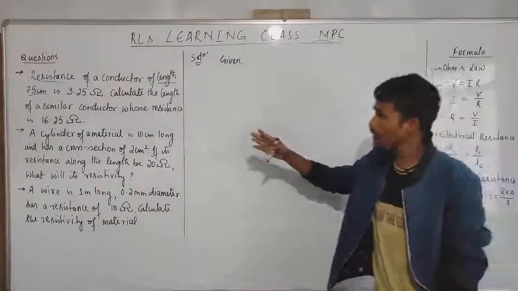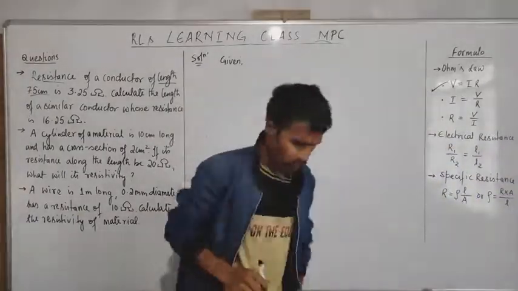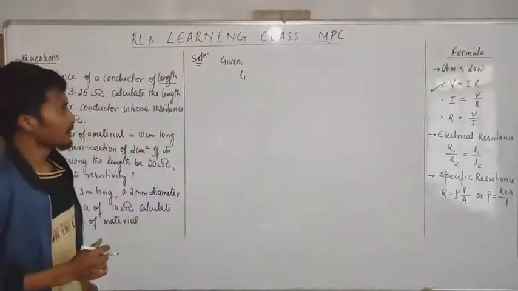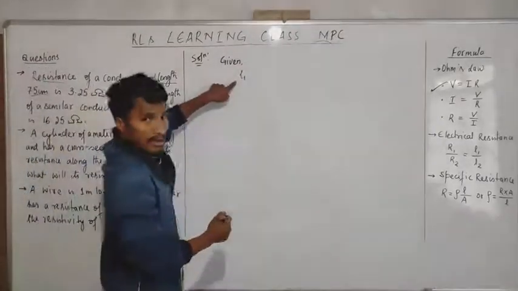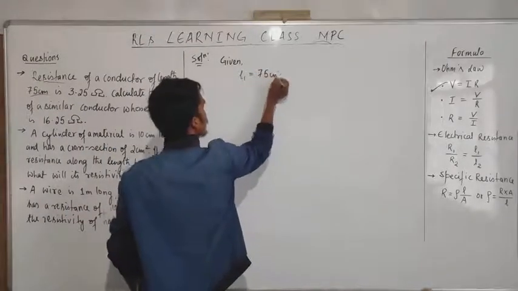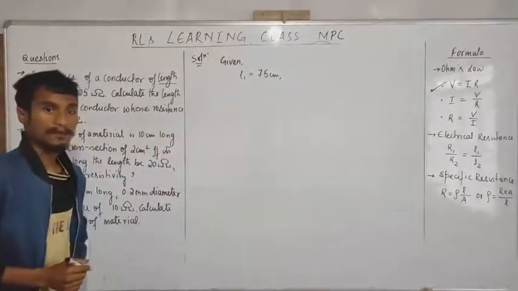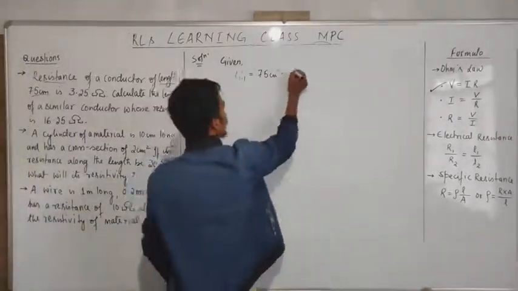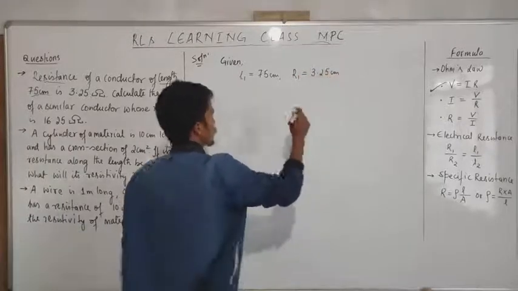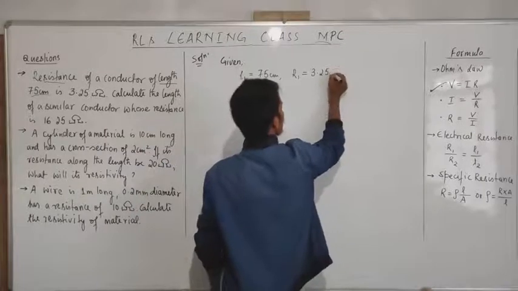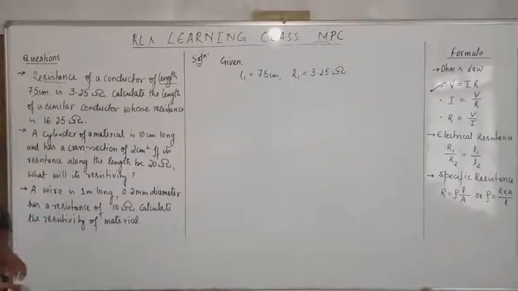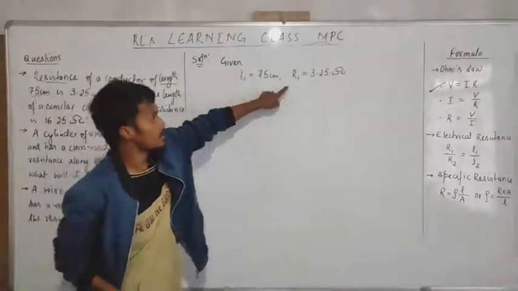Here in this question there are two conductors. Let's first write what is given. Let's take the first conductor. Length of the first conductor is L1, that will be 75 centimeter. Then resistance of that first conductor will be R1. I'll take R1 is equal to 3.25 ohm, not centimeter. That will be the parameters of the first conductor: length of first conductor, resistance of first conductor.